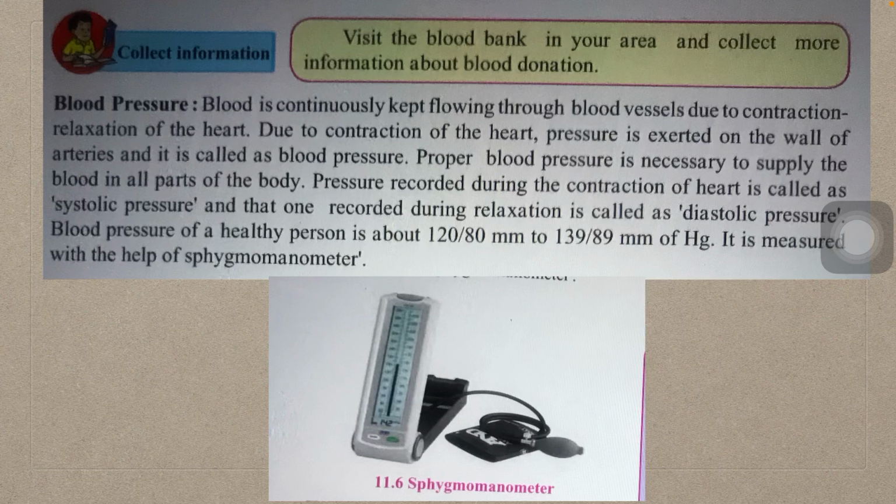Next is blood pressure. Blood is continuously kept flowing through blood vessels due to contraction and relaxation of the heart. Due to contraction of the heart, pressure is exerted on the wall of the arteries and it is called as blood pressure. Proper blood pressure is necessary to supply the blood in all parts of the body. Pressure recorded during the contraction of heart is called as systolic pressure, and that one recorded during relaxation is called as diastolic pressure.